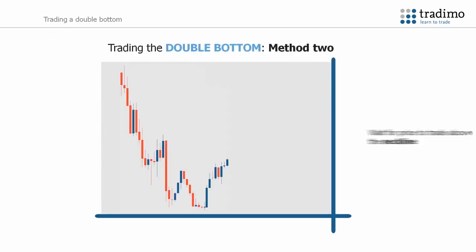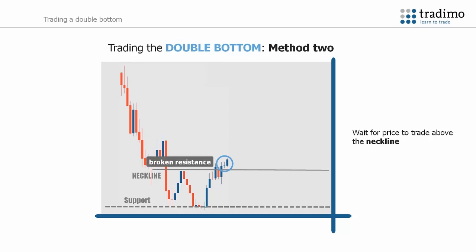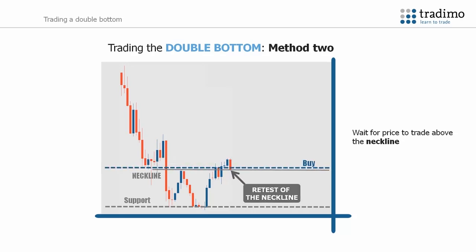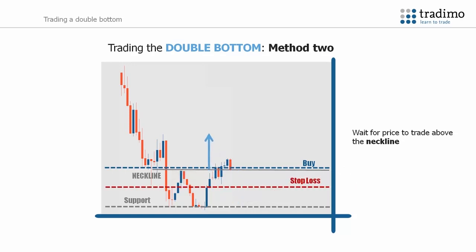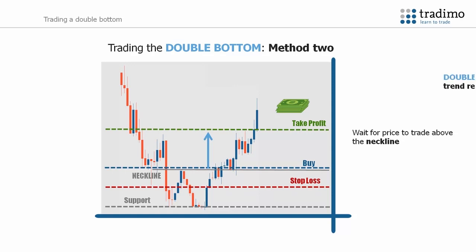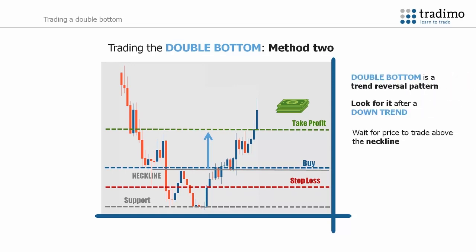The second and more conservative way traders like to trade this pattern is to wait for the price to trade above the neckline, which is also viewed as broken resistance. They would then look to place a buy order on the retest of the neckline, which would now act as potential support. Remember, once resistance gets broken, it is likely to become support. The stop loss would go below the new support area, and the take profit would be measured as in the first example by taking the height of the pattern and extending this measurement up from the neckline. Remember that the double bottom pattern is a trend reversal pattern, and as such, it should be looked for after a downtrend has been established.